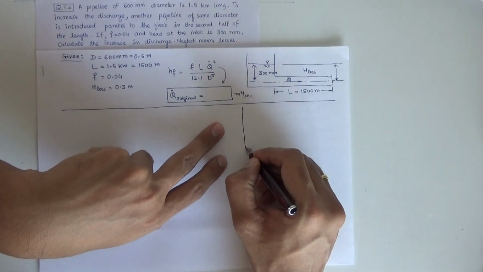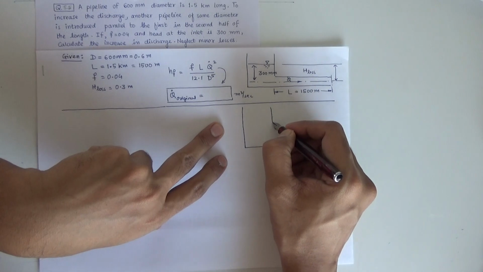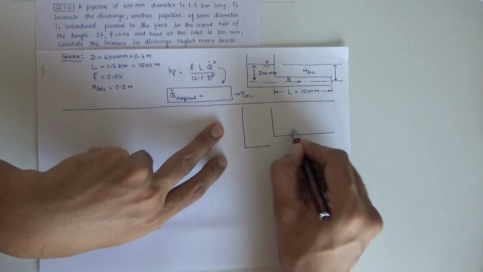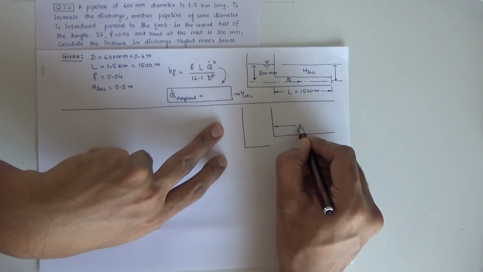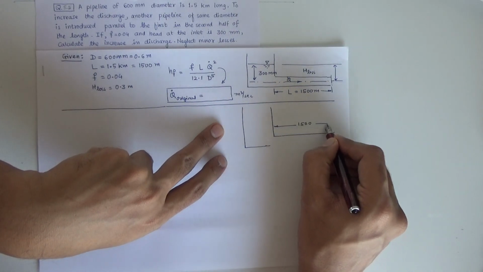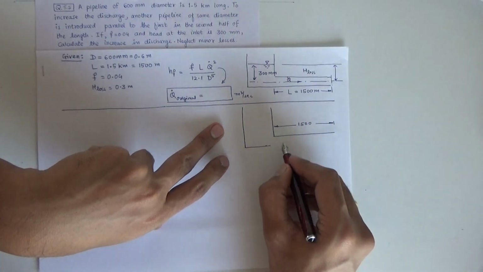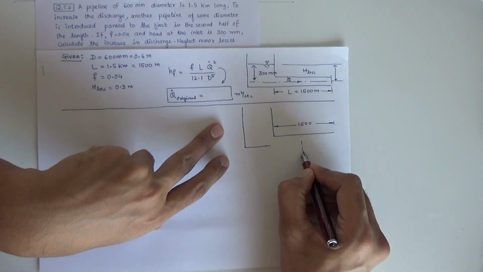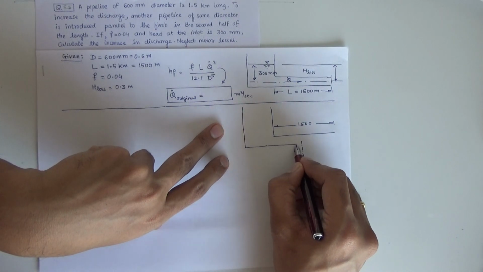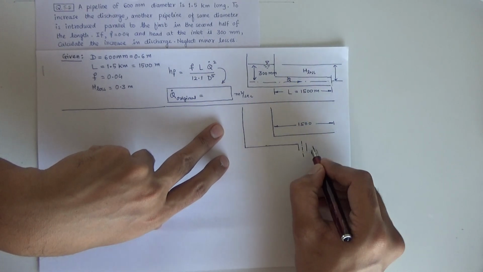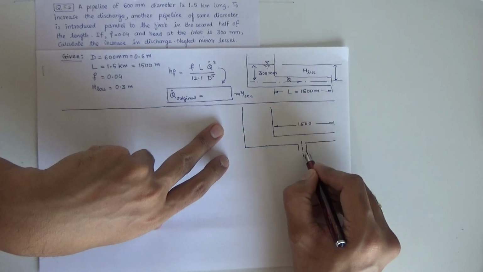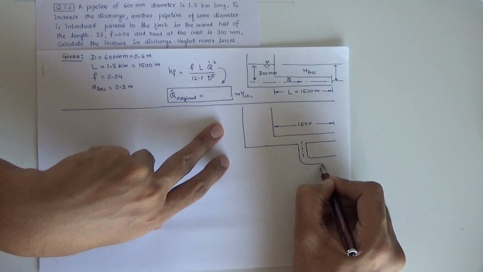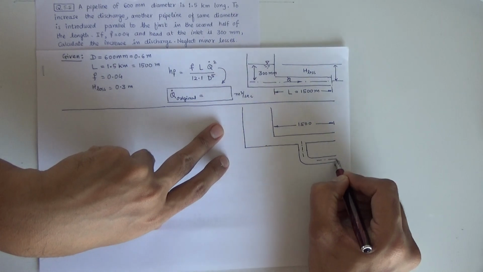This is your tank, the original tank as it is I am drawing, and this is your original pipe. Its length is 1500, and now half of this means what? 750. At 750 they are introducing the second pipeline. The second pipeline is parallel to the second half of the pipe. So here it is.